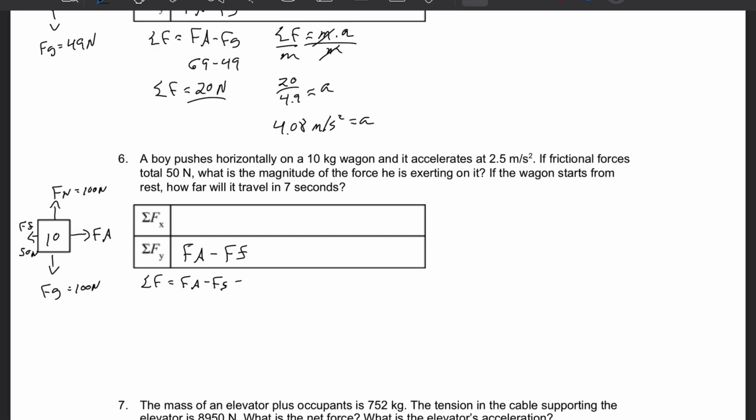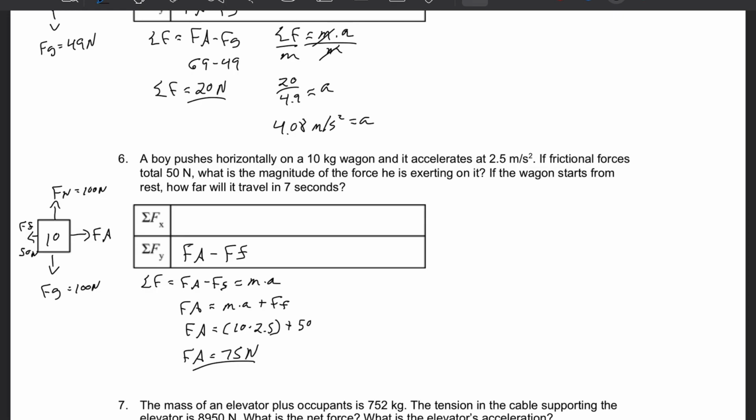And we know that the net force is equal to mass times acceleration. We're solving for Fa, is the only one we don't know, so we're going to rearrange the equation to say that Fa is equal to mass times acceleration plus force of friction, just adding it to the other side. Mass is 10, acceleration from the problem is 2.5, and force of friction from the problem is 50. So 10 times 2.5 would be 25, plus 50 would be 75. So our force applied is 75 newtons.